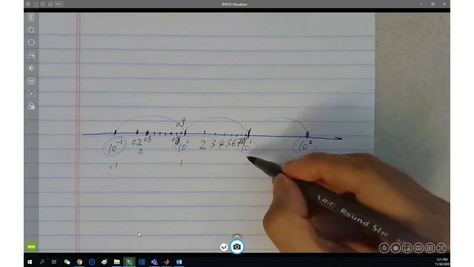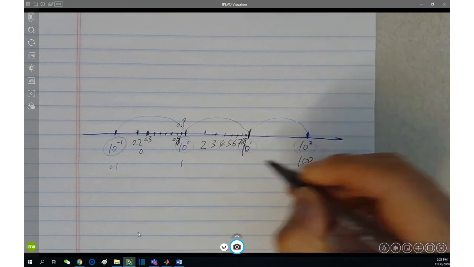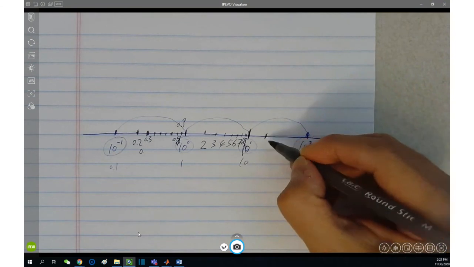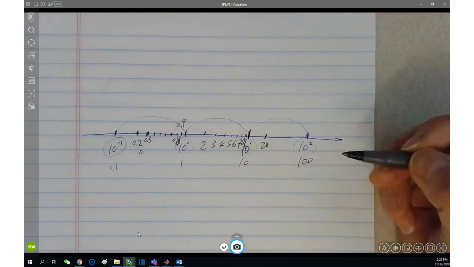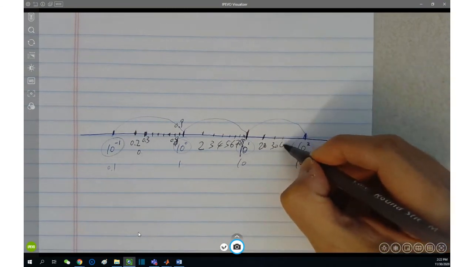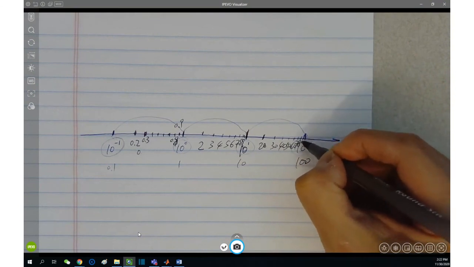And then the following, this is 10, this is 100, obviously. So the first division here is what? What is it? Anyone knows? 20. That's right. And then following that's the 30, 40, 50, 60, 70, 80, 90, and 100.